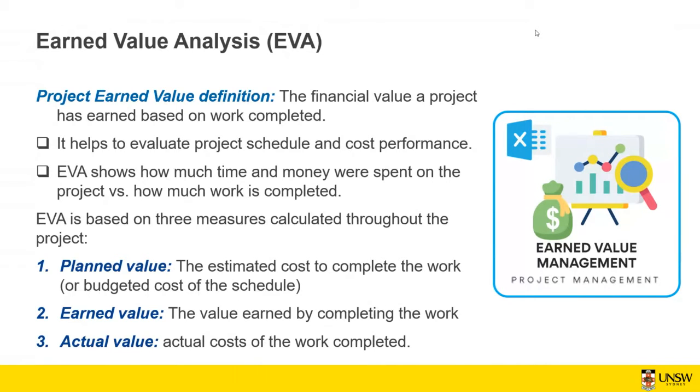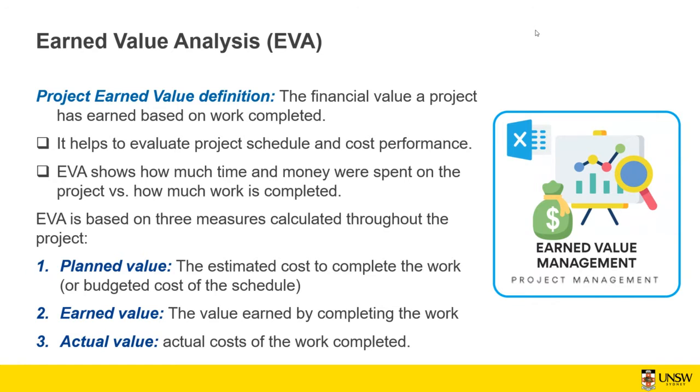So we got three main measures that are calculated throughout the project or per milestones. First of all, you got the planned value. Planned value is the estimated cost to complete the work, or the budgeted cost of the schedule. For a specific task, as we discussed, for example, for the bathroom, we plan to finish it within 6 months, and we need to spend 30K for that bathroom.